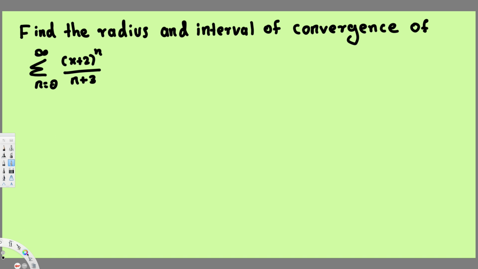So the first thing we have to do is find the interval of convergence. To find the interval of convergence, first we have to find the endpoints, right? To find the endpoints, we take the ratio test for this one. The ratio test is the limit as n approaches infinity of |a_(n+1) over a_n|.